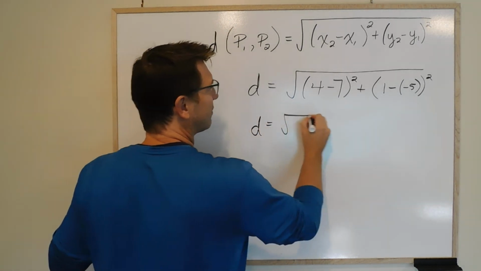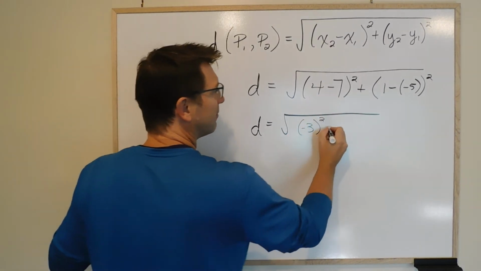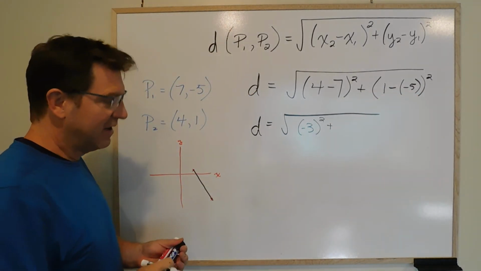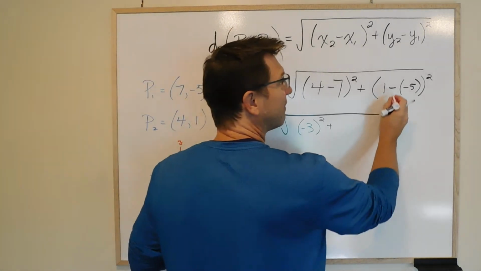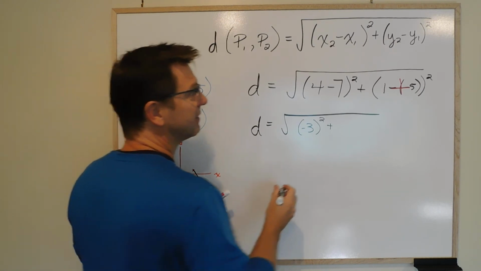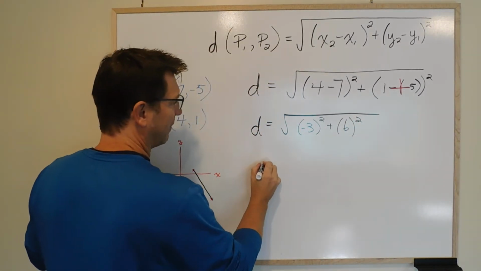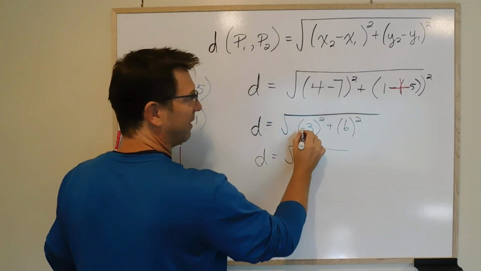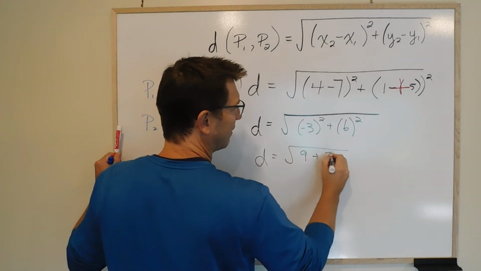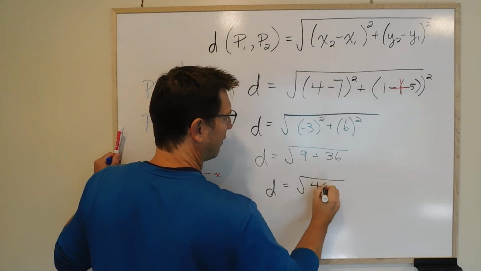I can say, okay, this is square root, yes. 4 minus 7, that is negative 3 squared. Plus, be careful here, 1 minus negative 5. If we have a 1 minus negative 5, so 2 negatives really mean I'm adding. So I end up with 1 plus 5. So I end up with 6 squared. And then I keep working down. The distance is, well, negative 3 squared is 9. Plus 6 squared is 36. It looks like the distance equals the square root of 45.